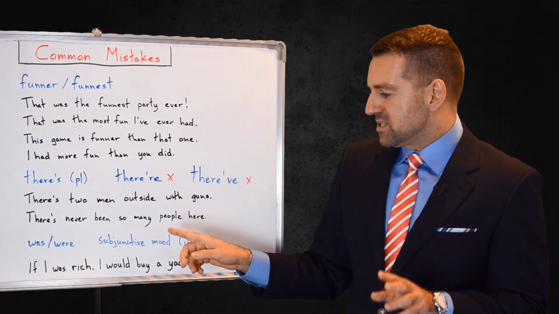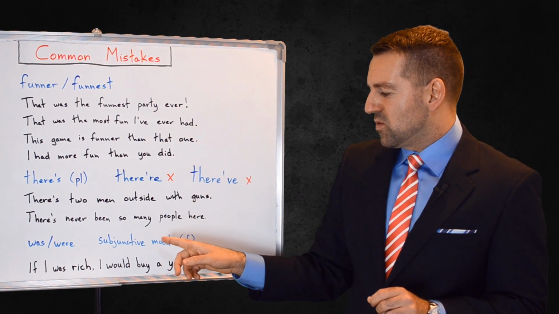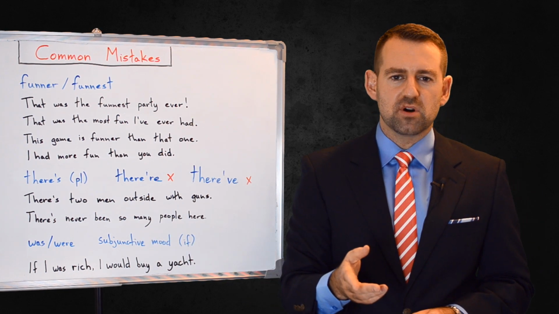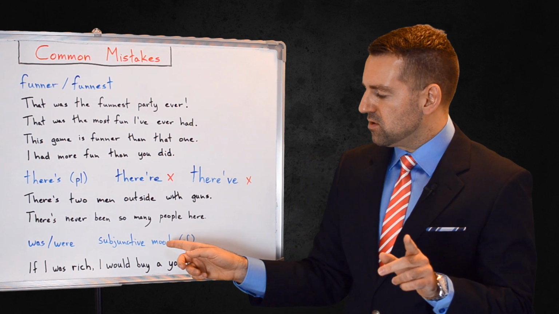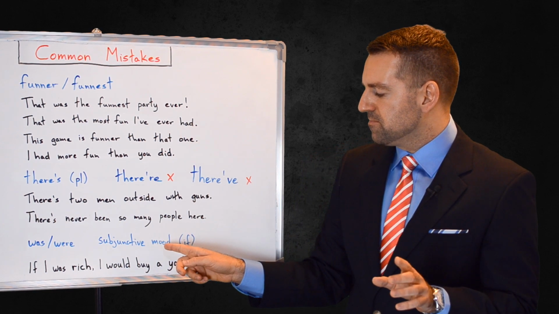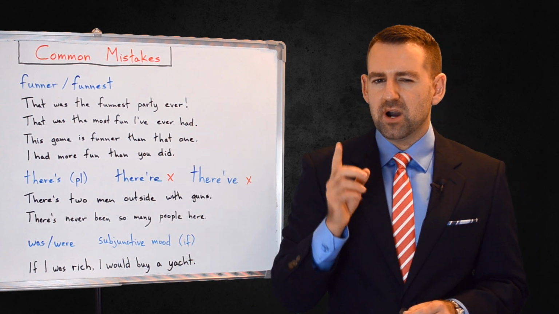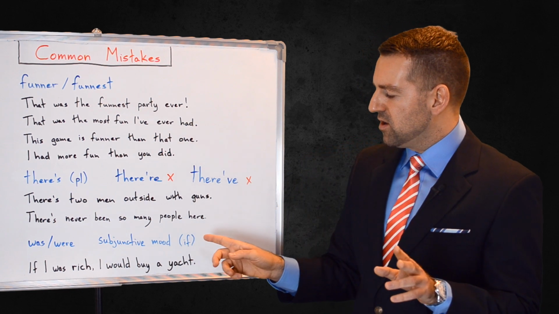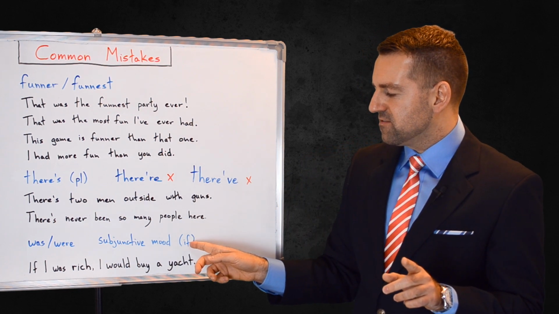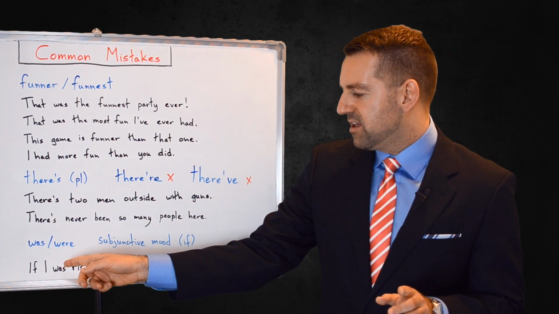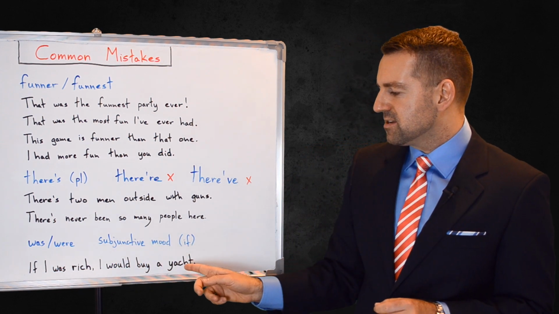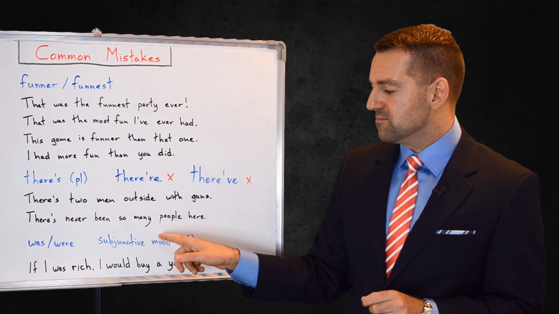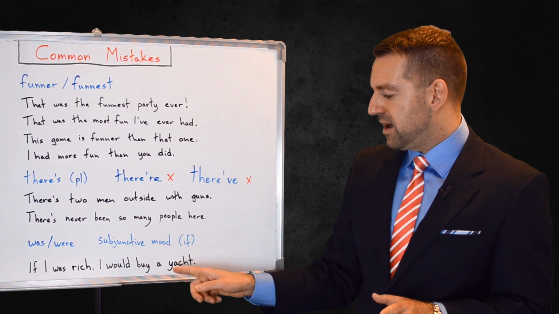Okay, the third mistake that I make is with the subjunctive mood. In your grammar textbook, you'll probably read about the subjunctive mood. That's when we're talking about hypothetical situations, and they start with the word if. Okay, if I was rich, I would buy a yacht. So this is the mistake that I make with the subjunctive mood. If I was rich, I would buy a yacht.